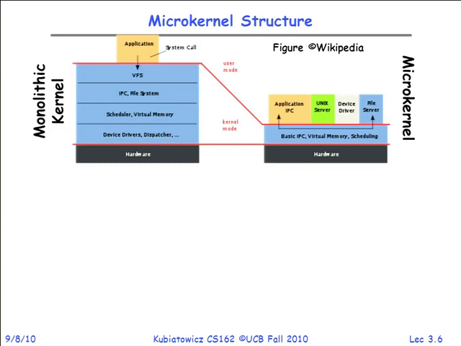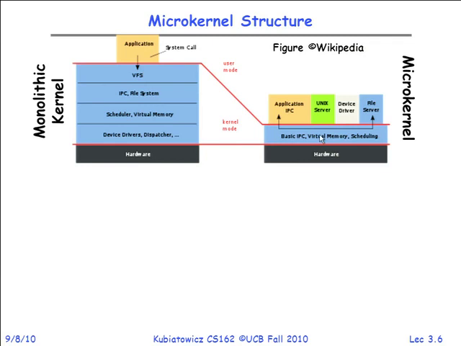But notice that this on the left is really what I would call a monolithic standard kernel, and all of this stuff in blue is the virtual file system interfaces and file systems and interprocess communication and scheduling and virtual memory and device drivers and so on. All that stuff is running in kernel mode, and the applications sit on top of that, so this is all protected.